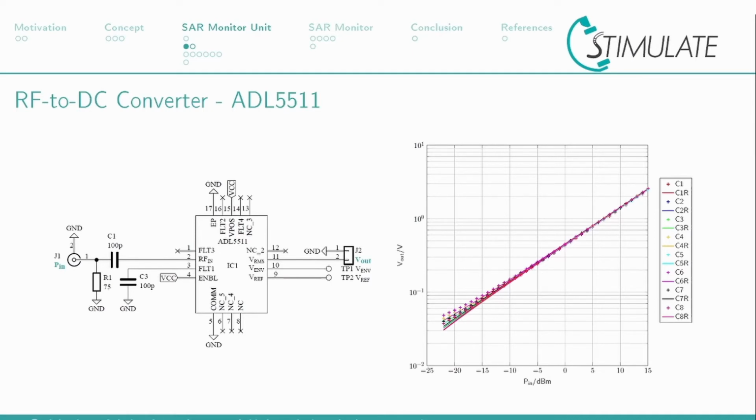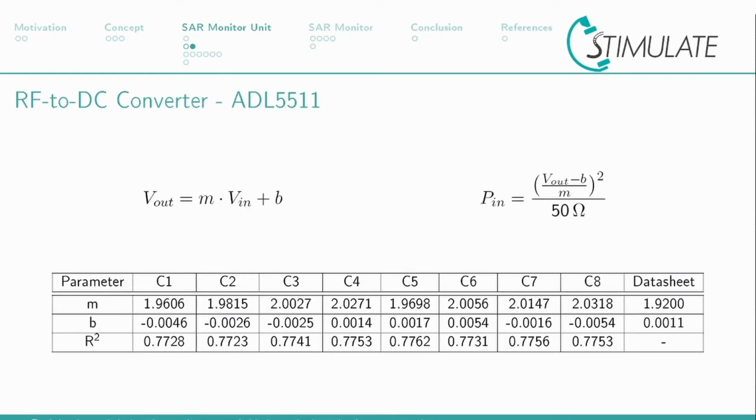The characteristics of the converters are obtained by applying a specific power to the input and measuring the output. The graph shows a strong linear behavior for power above minus 10 dBm and less linearity below. In order to be able to perform the recalculation, a linear regression is performed, displayed by the drawn lines, whereby the crosses show the measured data. The results are displayed here.